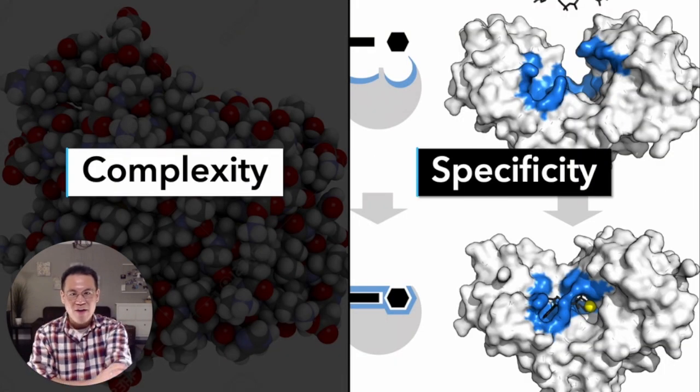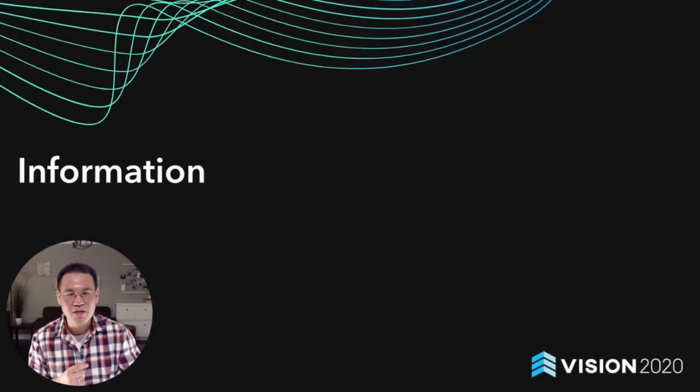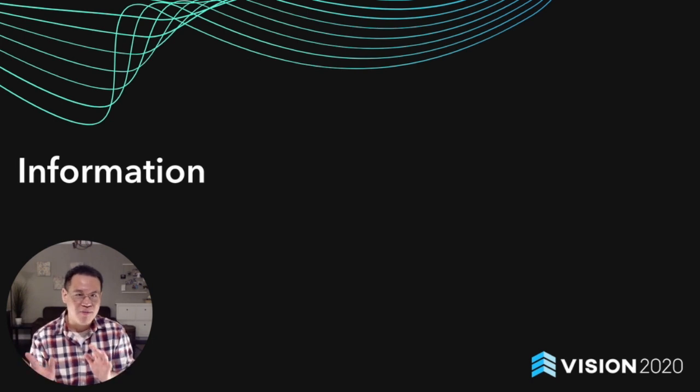And so scientists refined their understanding of proteins. They found that they showed the properties of complexity and specificity. And interestingly, these are also the same characteristics that are found in information. And so I want to take a small digression and talk about information.